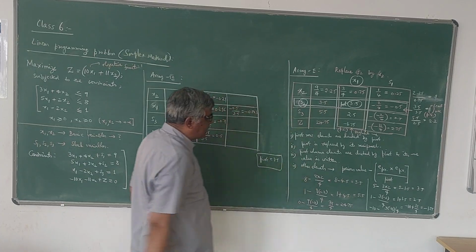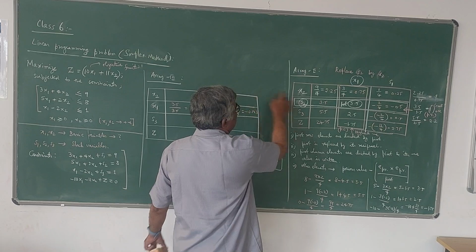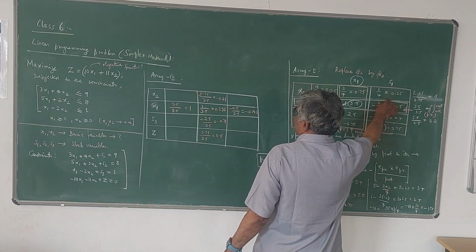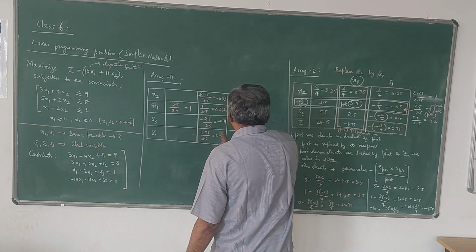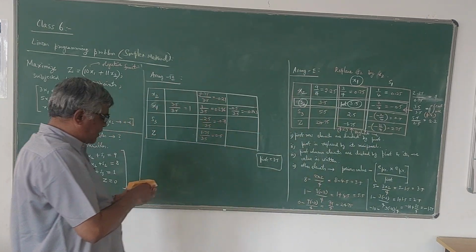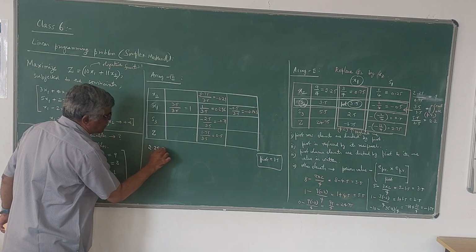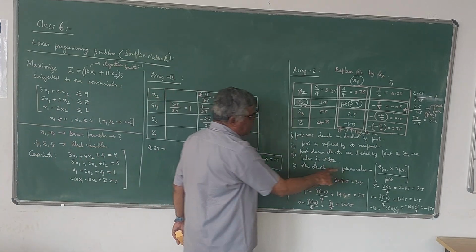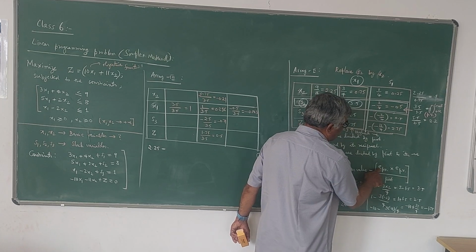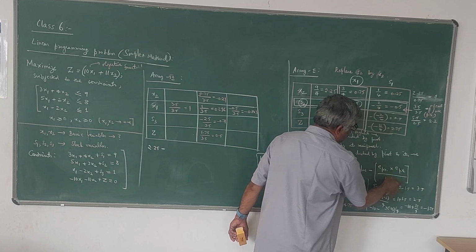Next, fourth point, other elements. Other elements means these. So what are the other elements? This one, these four. Total 6 elements are there. We will do one by one. So first I will take 2.25. These other elements are replaced by the previous value minus pivot row element into pivot column element divided by pivot.